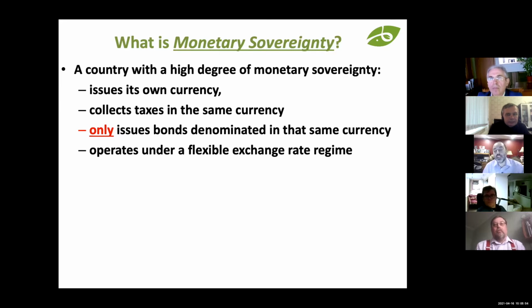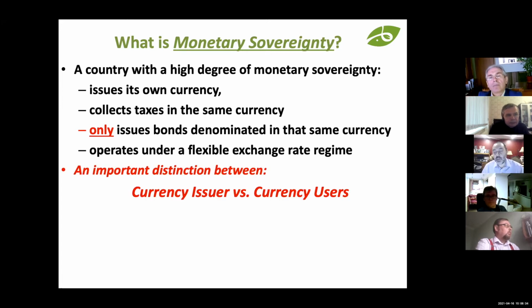Only issues bonds denominated in the national currency. And as you all know, many countries, including Ukraine, issue bonds denominated in the national currency, but also issue bonds denominated in euros, in dollars, and other foreign currencies. And that's where countries start to lose a certain degree of monetary sovereignty. And then number four, which is related to number three, is a country that operates under a flexible exchange rate regime as opposed to trying to fix its exchange rate to the dollar or to the euro in order to insulate its economy from the risk of pass-through inflation effects.